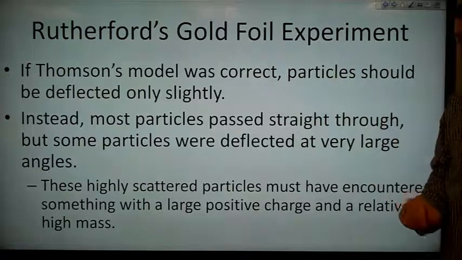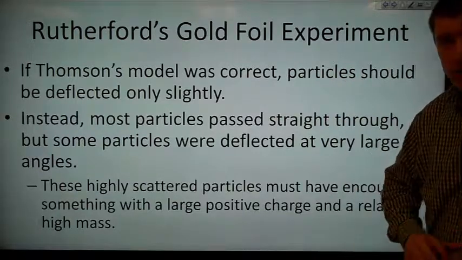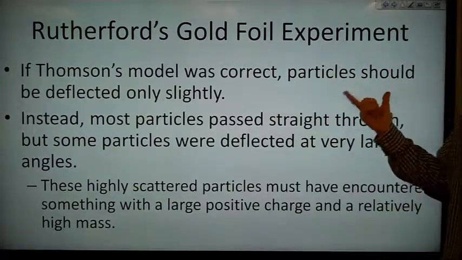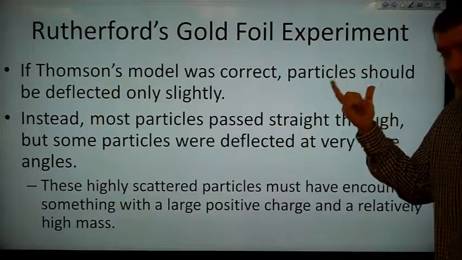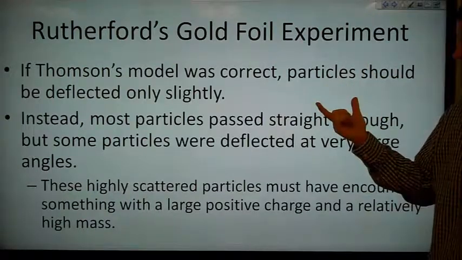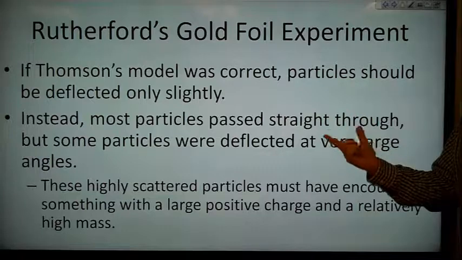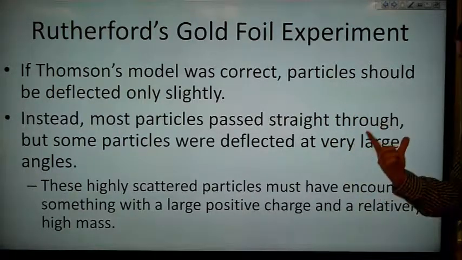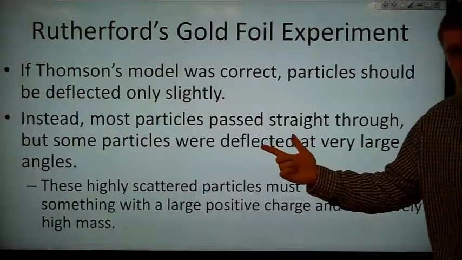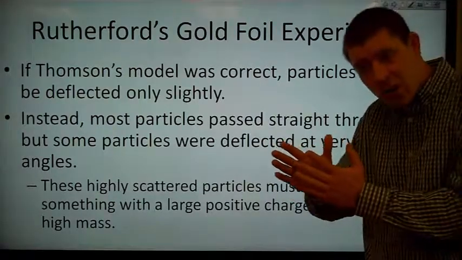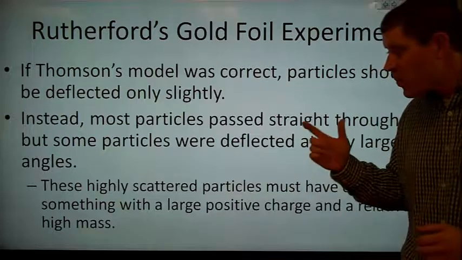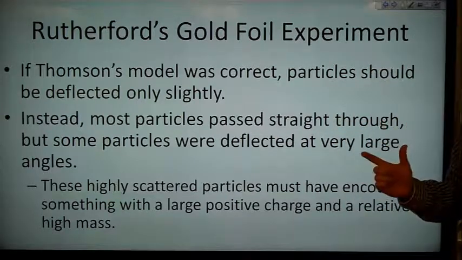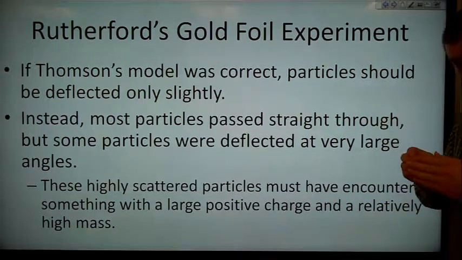If Thomson's model is right, if the chocolate chip cookie model or the plum pudding model is correct, then the alpha particles should only be deflected just a little bit. But instead, most particles are passing straight through, but some of the particles were deflected at very, very high angles. He didn't expect very large angles at all. He expected just a small deflection. But some of them, in fact, came back.